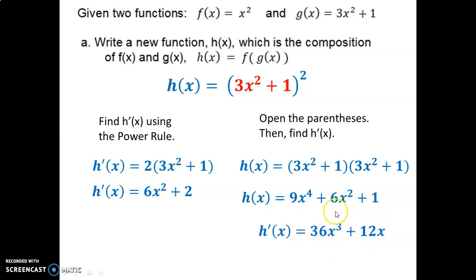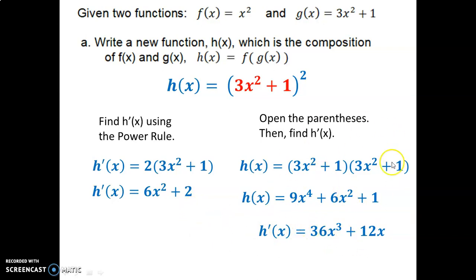Now, over here, we have multiplied everything correctly. We've taken the derivative using the rules we know correctly, and we get this. But over here, we got this derivative. So something's wrong. They should match, right? We can't say h prime of x is this, and they're different. So which one do we know for sure is correct?